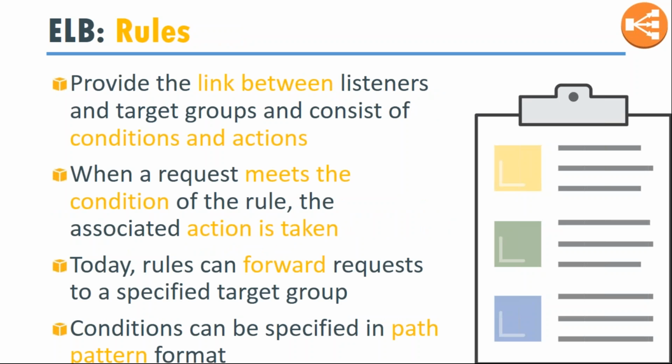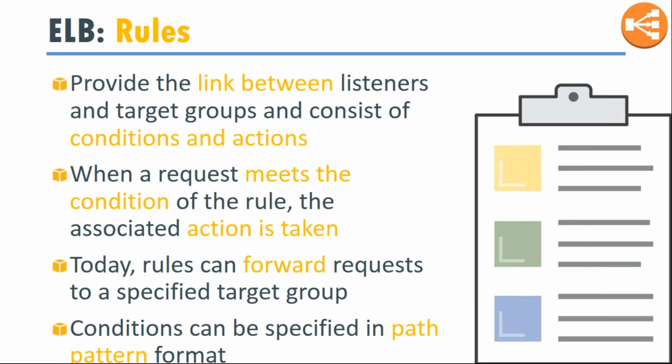So rules, we were just now talking about it. A rule is a link between your listeners and target groups. That is a new word again. What is a target group? The target group is nothing but the destination where your traffic is sent. It can be your EC2, it can be your container applications, it can be your S3 bucket, it can be anything where your data or application is coming from.